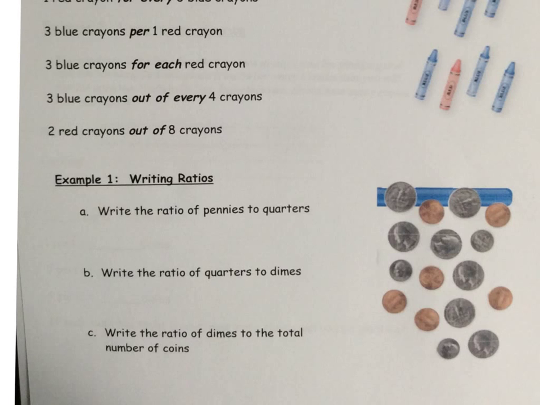If I want to write a ratio of pennies to quarters, let's count up our pennies. I see 1, 2, 3, 4, 5, 6 pennies. Let's see if I can erase those little dots. There we go. So 6 pennies to how many quarters? This one will use words. I see 1, 2, 3, 4, 5, 6, 7 quarters. So 6 to 7 is how we would write that ratio.